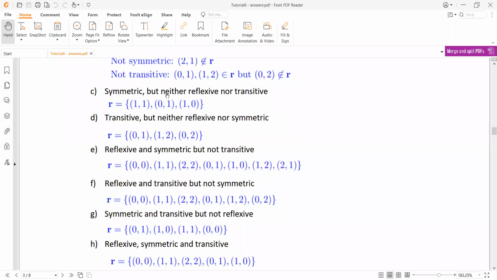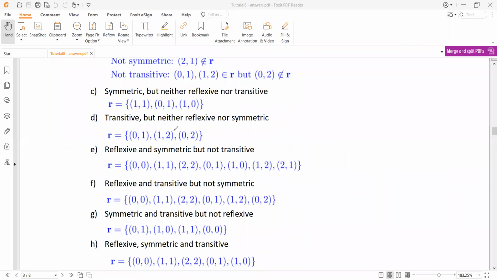So symmetric, but neither reflexive nor transitive. Okay. Symmetric, so add 0 to 1 and 1 to 0, and 0 to itself without adding 1 to itself, and also without adding 2 to itself. Okay. So here, why is this one not transitive? Because, for example, here, guys, I have 1 goes to 0 and 0 goes to 1. I need to have 1 to 1, but when I removed it, it makes the relation not transitive.